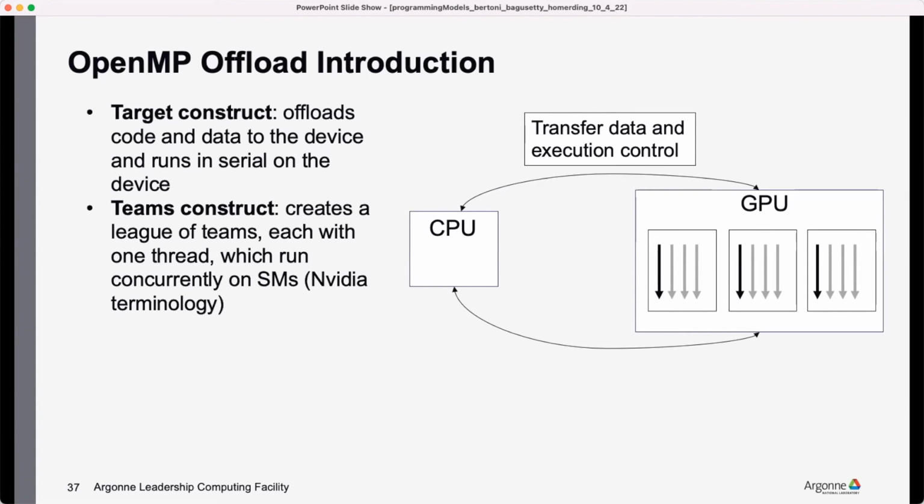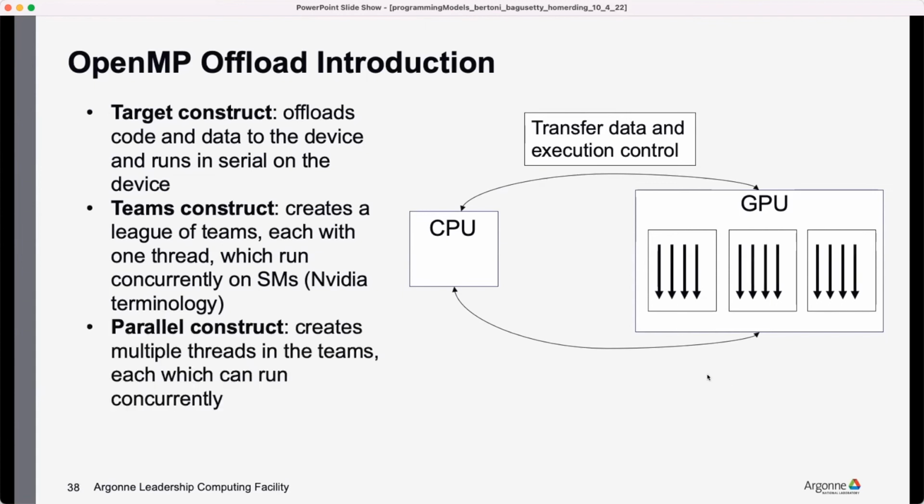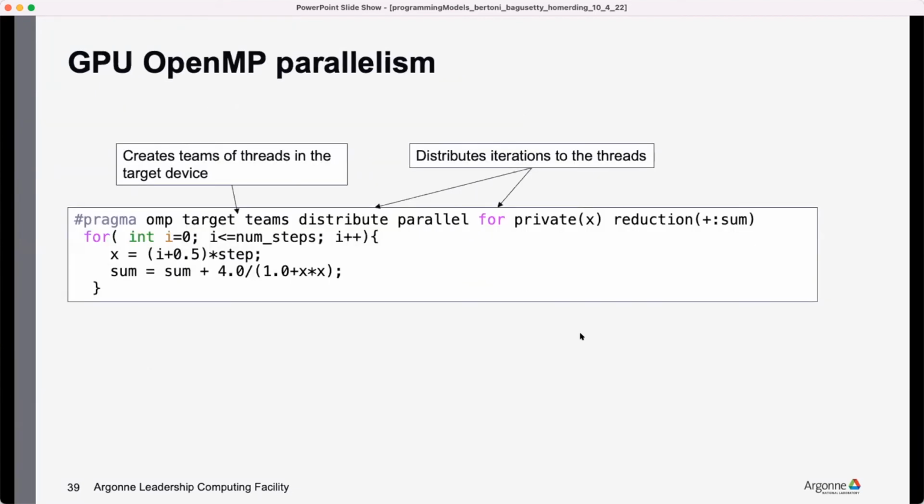Here we can use the teams construct to create a league of teams. Each team has only one active thread and all are running concurrently. This maps to the coarse-grained parallelism, so these teams are running across the SMs in NVIDIA terminology. Then the parallel construct is what creates threads in the teams that can do things like synchronize with each other, so this is the fine-grained mapping. If we put it together and look back at this example, we have target teams parallel to create the thread teams on the device, and distribute for to distribute the work.